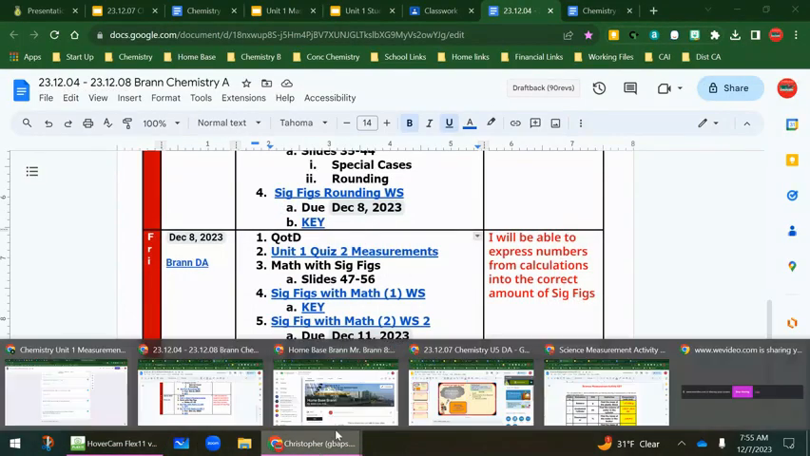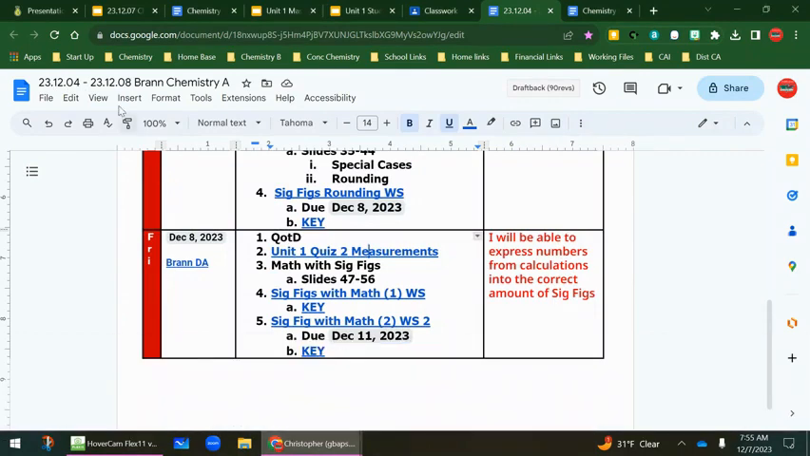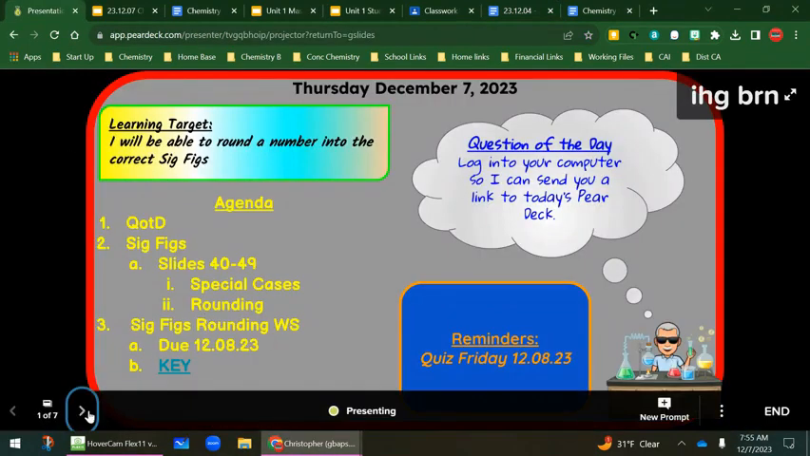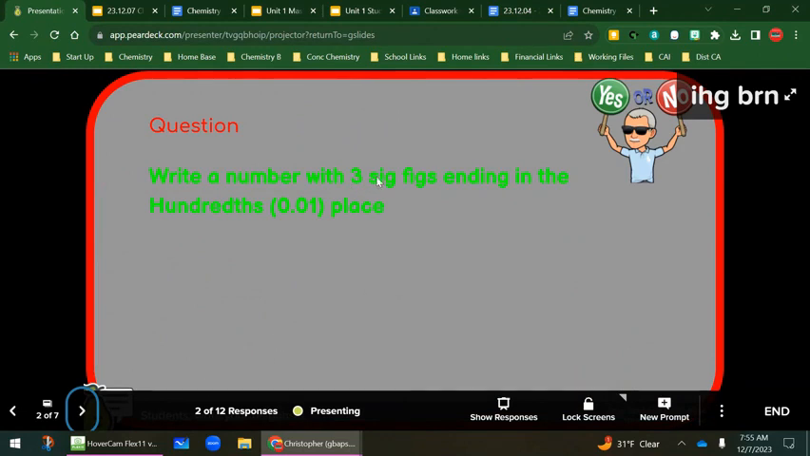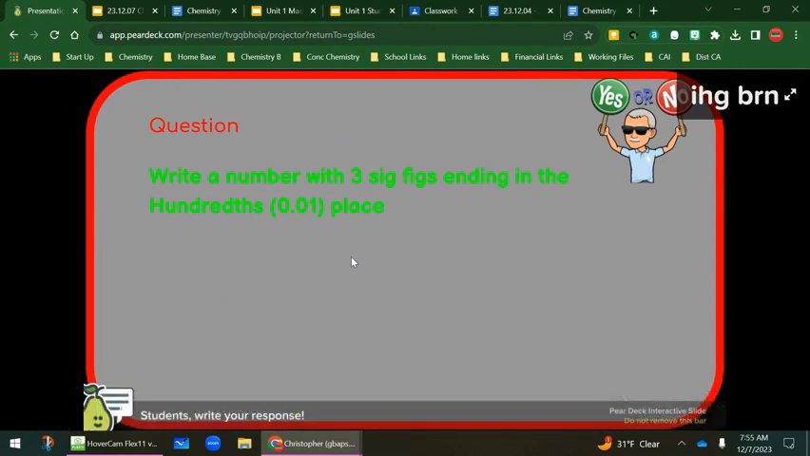And that was our pair deck. Okay. So now try writing a number with 3 sig figs that ends in the hundredths place. Try writing a number on your computer, type it in, that has 3 sig figs that ends in the hundredths place. So remember, you could do the 3 sig figs first. I'm not asking anything about zeros. Nothing about zeros, okay?